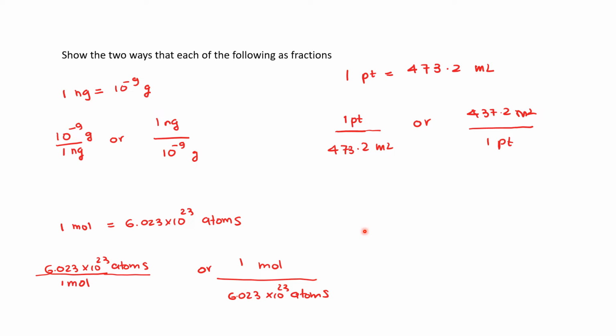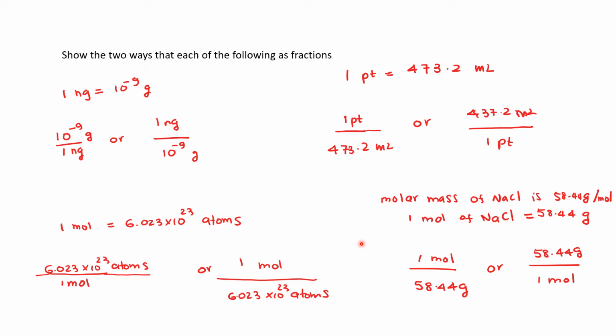Third example. 1 mole is equal to 6.023 times 10 to the 23 atoms. So you can write this as two fractions. First one is atoms in your numerator and moles in your denominator, and the next one is moles in your numerator and atoms in your denominator. And next we are going to write the numbers associated with them.